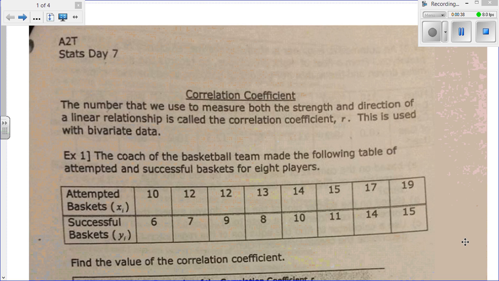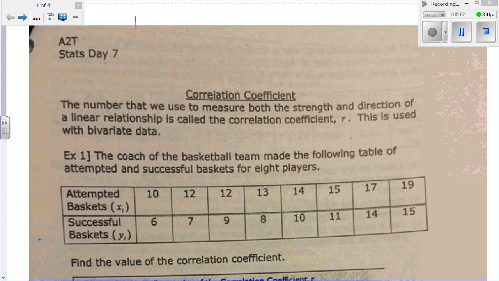One thing we need to make sure we do is turn our diagnostics on the calculator, because if we don't turn our diagnostics on, then you're not going to be able to find the R value, because it needs the diagnostics on. To turn your diagnostics on, you need to hit second 0.